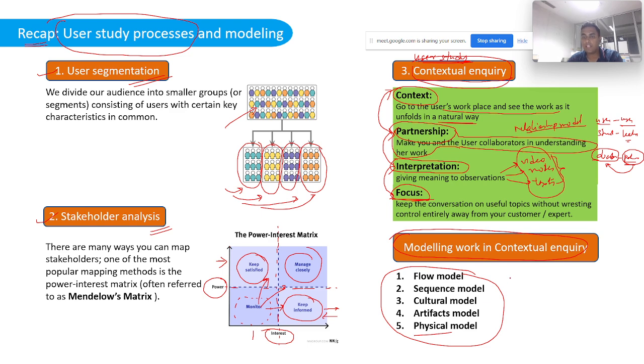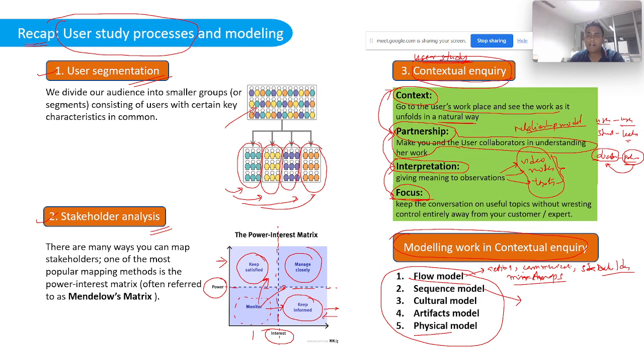So these are basically specific mind maps. These are all mind maps representing specific information. So the flow model describes activities, communication, actions, and then stakeholders.